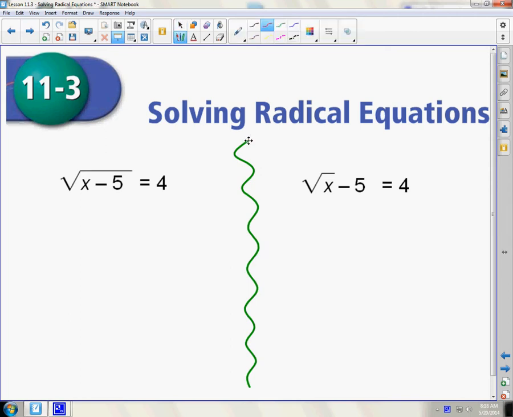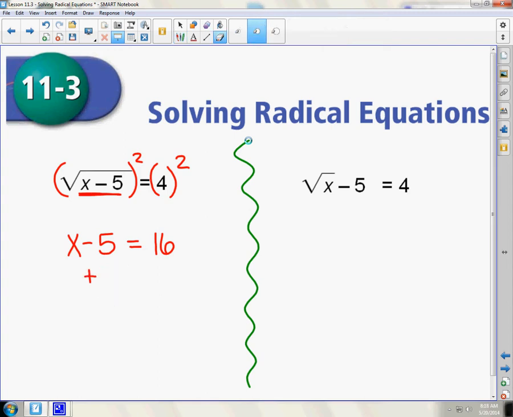In this one, on the left, the whole entire piece on this side is under the radical sign. So if I want to get rid of that, I need to square both sides. Whatever I do to one side, I have to do to the other. Then the square root and the squared cancel each other off, and I'm left with x minus 5 equals 4 squared, which is 16. I add 5 to both sides, so then I get x equals 21.